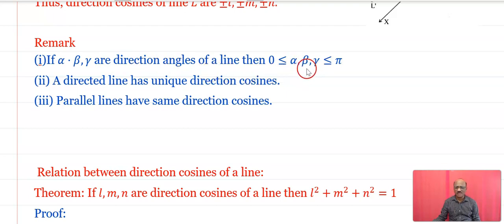Now the remark: if alpha, beta, gamma are the direction angles of a line, the values of alpha, beta, gamma always lie between 0 and pi. A directed line has a unique set of direction cosines. Parallel lines have the same direction cosines.